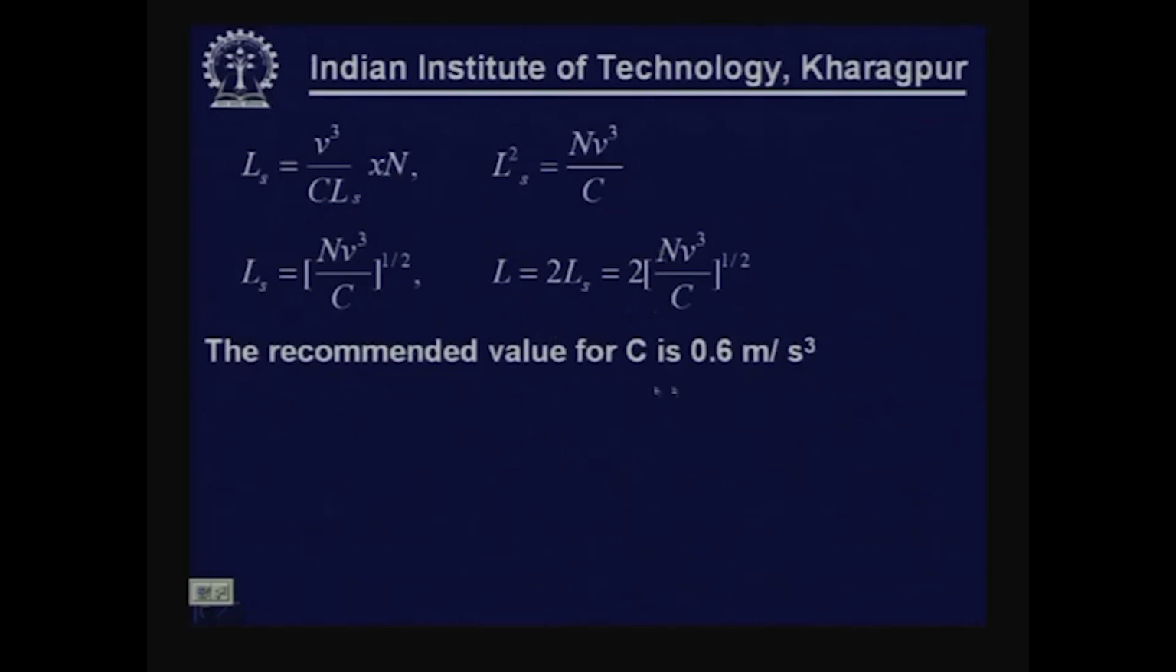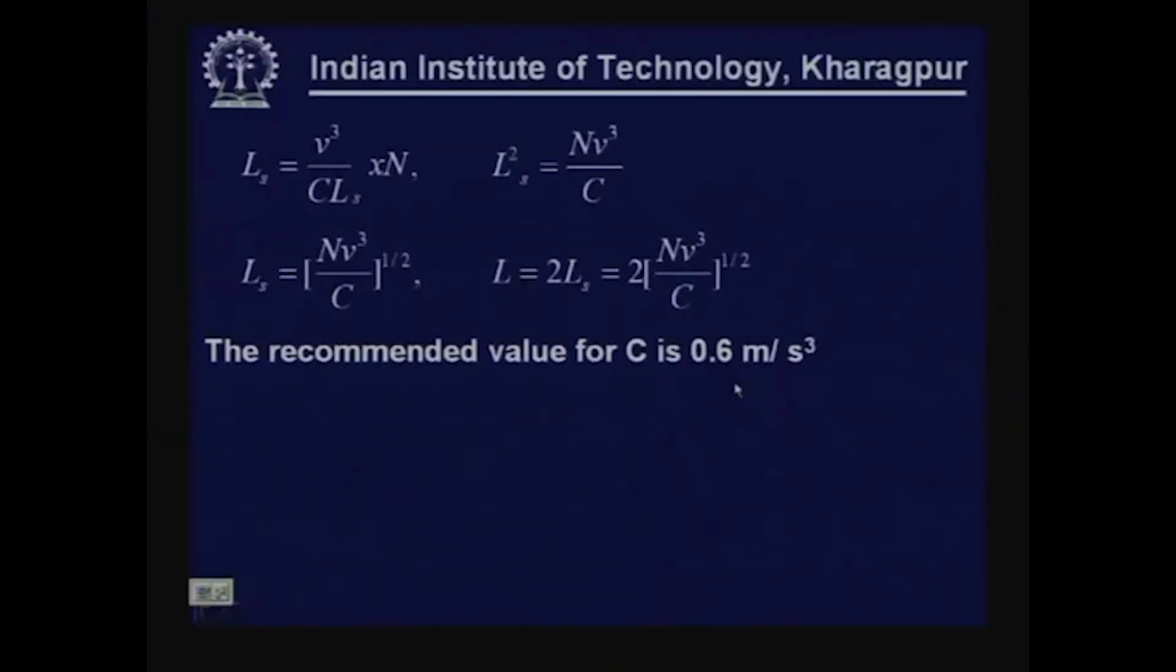Now, it is recommended that the value of c may be taken as 0.6 meter per second cube. So, if we take that value of c, accordingly we can calculate what should be the required length considering the comfort condition. Although, IRC says, and it is also found, the dominating criterion will be the headlight sight distance criterion.